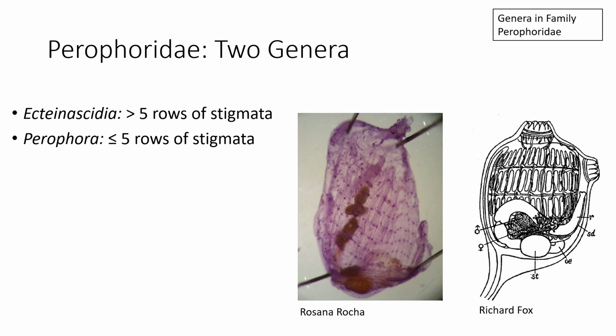In the diagram from Richard Fox on the right-hand side, you see a Paraphora, genus Paraphora, and there are only 4 rows of stigmata drawn here. The 4th row, the posterior-most row, is almost entirely obscured by the gonads in the intestine, but you can see it peeking out just in the second loop of the intestine there. You can see a couple of stigmata. So again, this Paraphora has 4 rows of stigmata, that's less than or equal to 5.